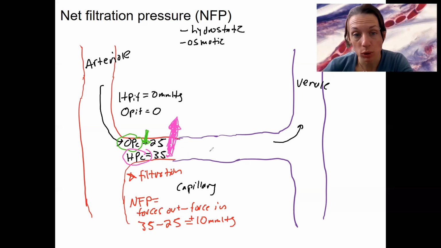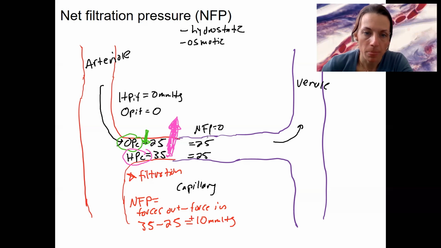As we go down the tube, what changes? Well, hydrostatic pressure is going to change because we're losing, right? Pressure changes throughout circulation. We slightly have reduced blood pressure as we continue through circulation. So here at the middle, hydrostatic pressure is going to be 25. So is osmotic pressure. This is going to be a net filtration pressure of 0 and no movement.